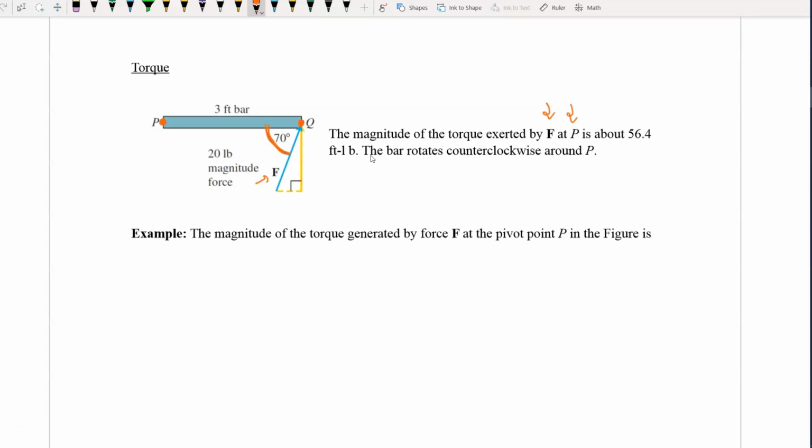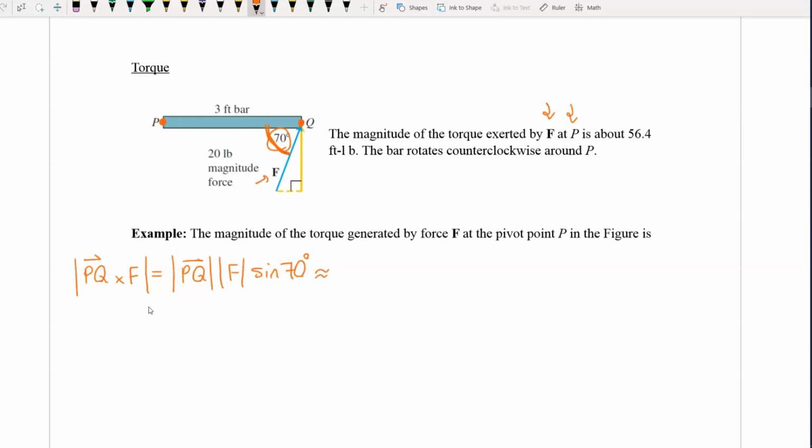And here, for example, the magnitude of torque generated by force F at the pivot point P is equal to the magnitude of PQ multiplied by force F. This is equal to the length of PQ multiplied by the length of F multiplied by the sine of our angle. In this case, it is 70 degrees.